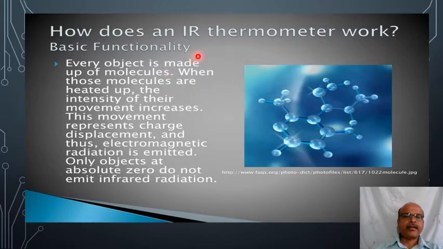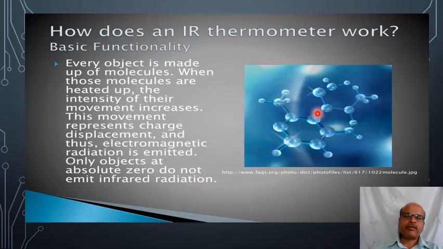How does an IR thermometer or IR temperature detector work? Every object is made up of molecules. When those molecules are heated up, the intensity of their movement increases. This movement represents charge displacement, and thus electromagnetic radiation is emitted. Only objects at absolute zero do not emit infrared radiation.